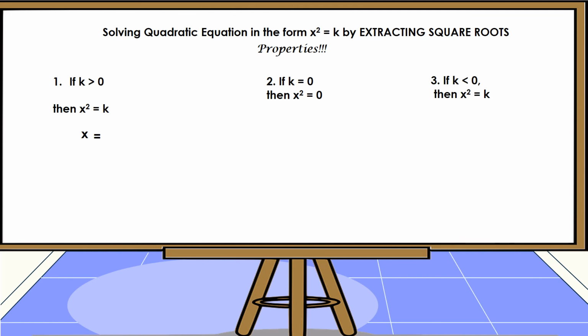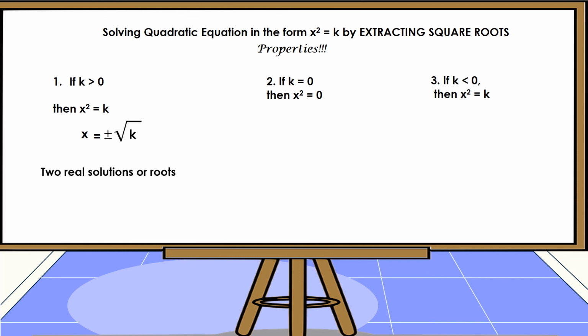So in solving a quadratic equation in the form x squared is equal to k, we use the method of extracting square roots. And its properties are: 1. If k is greater than 0, then x squared is equal to k. Then getting the square root of each, we have 2 solutions. It's positive or negative the square root of k. Again, how are we going to describe the solutions? Yes, 2 real solutions or roots.